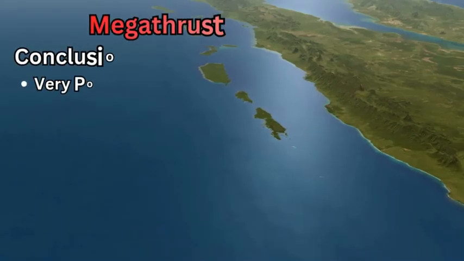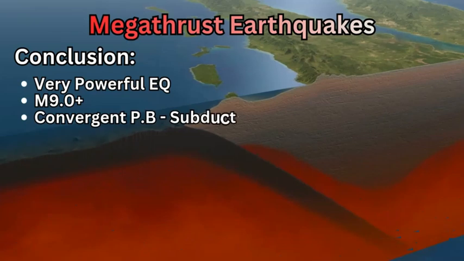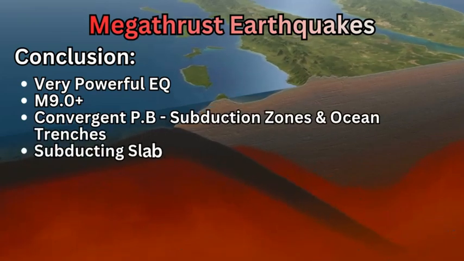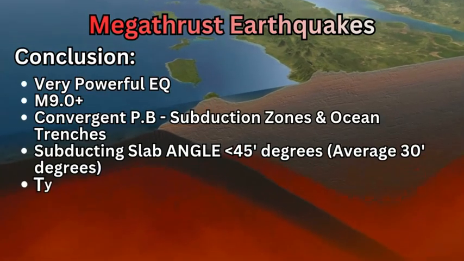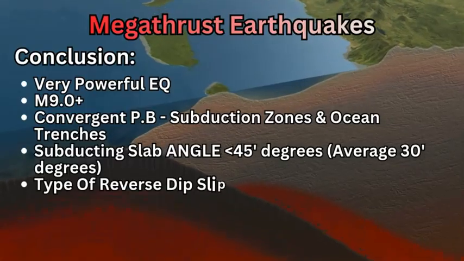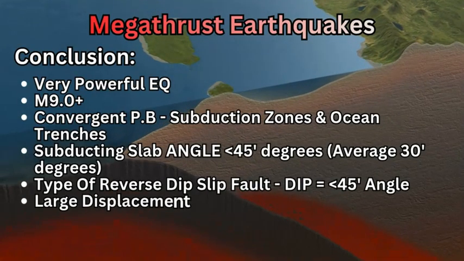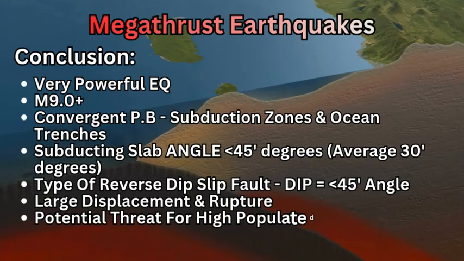In conclusion, megathrust earthquakes are the most powerful, most extreme earthquakes ever recorded by humans. They have a high magnitude of over 9.0. They form where convergent plate boundaries occur and ocean trenches form, with the two plates colliding and one plate subducting at a certain angle, less than 45 degrees, and the average is around 30 degrees.